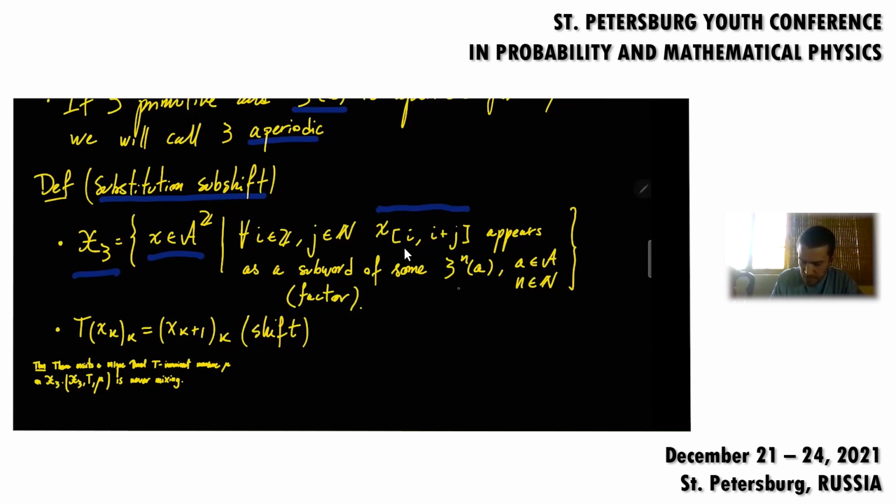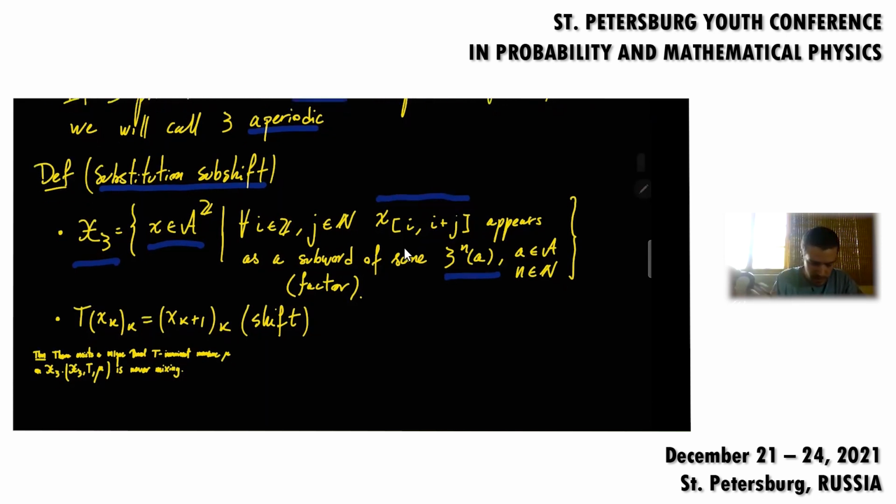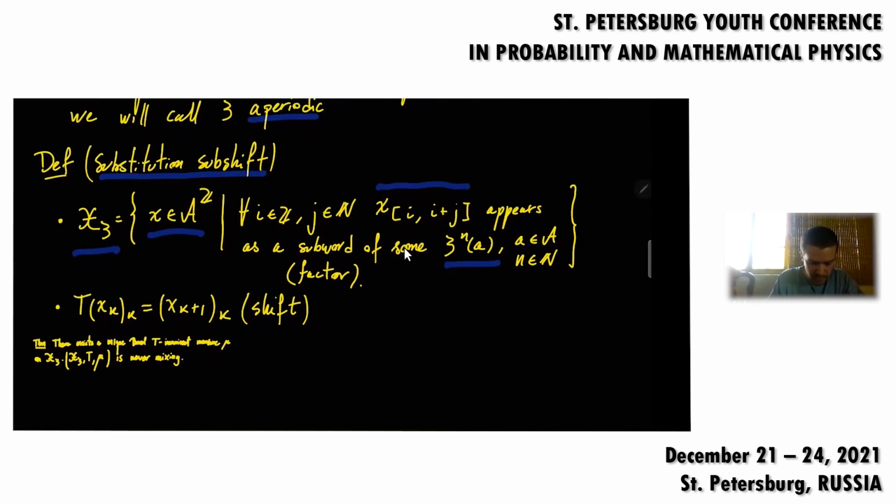So there exists some a in the alphabet and some power such that all the finite words we can find in this bi-infinite word appear as a subword of this iterate. And for the dynamics, we are going to consider just the left shift, which is going to be denoted by this letter T. All we do is just shift the whole bi-infinite word one step to the left.